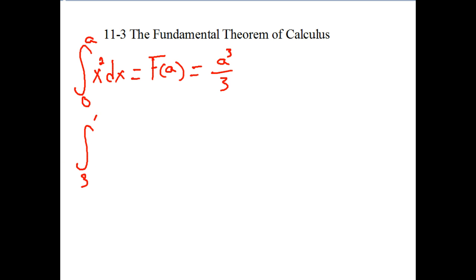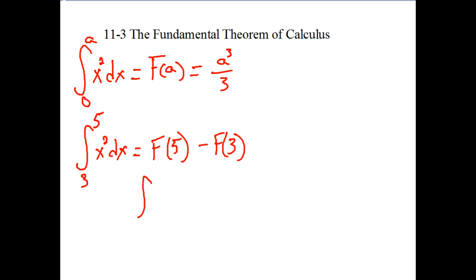Say we wanted to go from 3 to 5 of x squared with respect to x. Then we would just evaluate the antiderivative at 5, and we would evaluate the antiderivative at 3, looking at the integral from 0 to 5 of x squared dx, and then subtracting the integral from 0 to 3 of x squared dx. And what this did was it showed us a way to evaluate the definite integral without having to use geometry, and it gave us this unique solution of just the difference between the antiderivatives.